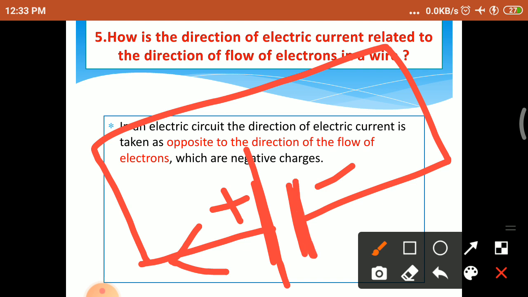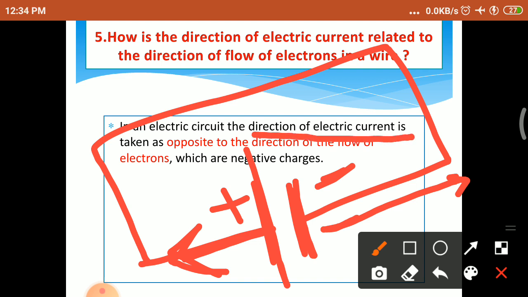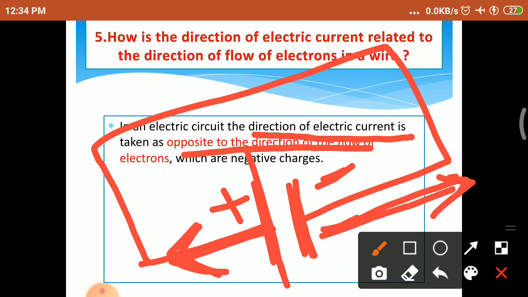But the negative sign represents electrons. The electrons move in this direction. The current is in this direction. So in an electric circuit, the direction of electric current is opposite to the direction of the flow of electrons. Are you clear? The electric current direction is always opposite to the flow of electrons.